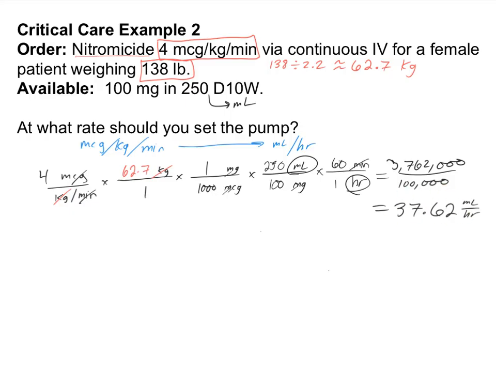But what should we set the pump to? This is not what we would set the pump to. We know when we were talking about IV pumps in Mat 150, we're going to round this to the tenths place. So what would I set the pump to? I would set the pump to 37.6 milliliters per hour.